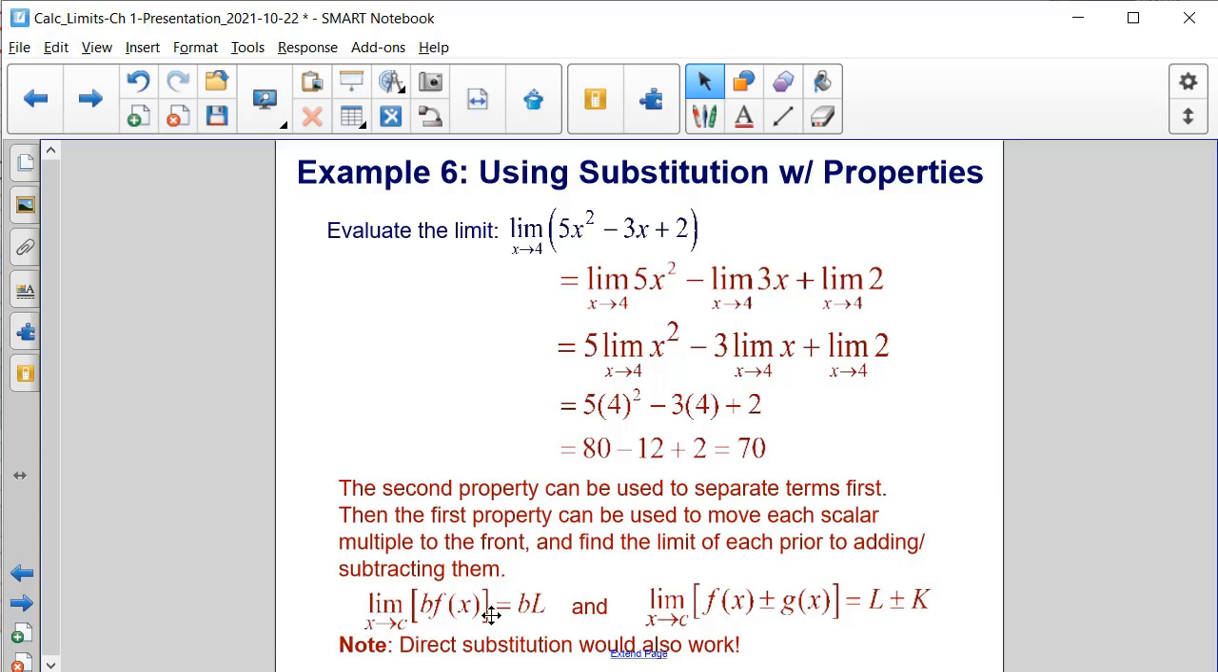So again, we used the scalar multiple being pulled out first, and then we used the addition and subtraction property. Also, direct substitution can work to help you solve this problem.